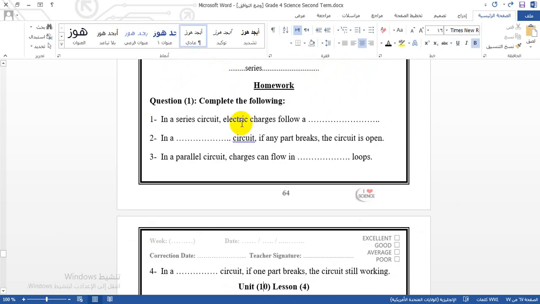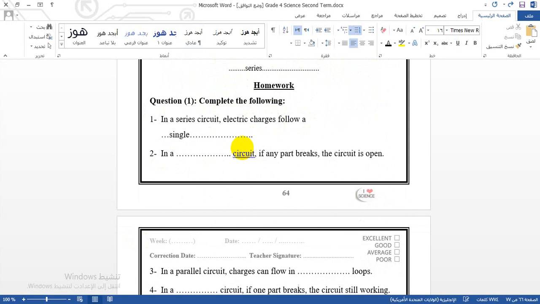Homework now. So easy here, I think. The homework, question number 1. Complete the following. In a series circuit, electric charge follows a single path, okay guys. Series always has a single path.